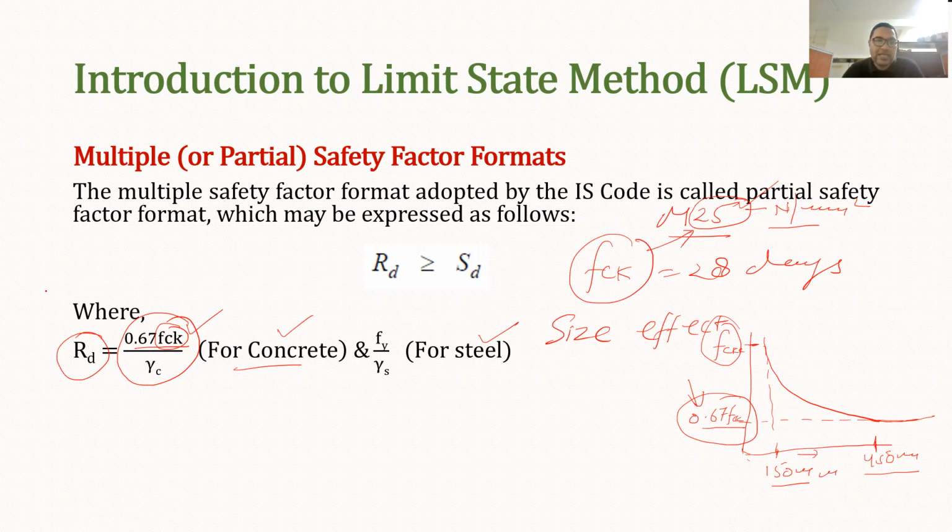So here the actual strength of concrete is 0.67 times fck. And to get the fraction, we divide the strength by a factor which is known as the safety factor. So in case of concrete, the safety factor is represented by gamma c. Similarly for steel, the actual specified yield strength of steel is fy, and to get the fraction, we divide the strength by a factor.